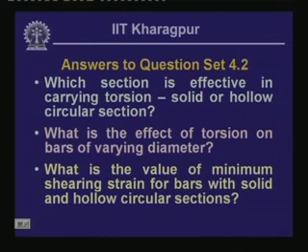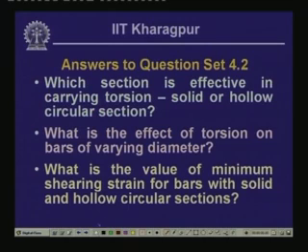Let us look into the questions which were posed last time. The first question was which section is effective in carrying torsion. In the last two lessons, we have discussed the effect of twisting moment on a bar which is having circular cross section, but a solid bar. Subsequently, we have seen the effect of twisting moment in a bar which is a hollow tube, and we could evaluate the stresses and the deformation.